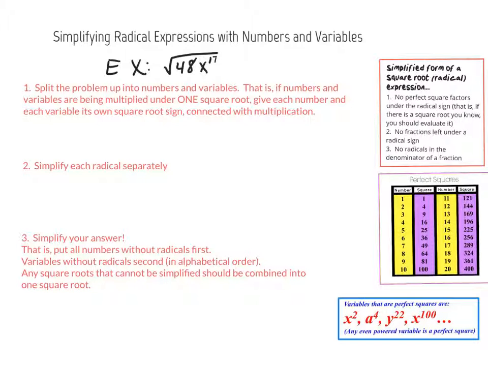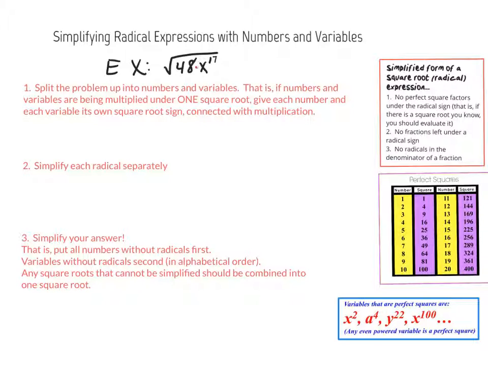So this is an example of a full type of exercise that you would do in this unit with numbers and variables. So whenever we're trying to simplify radical expressions that have numbers and variables, this is what we're going to do. So I have a reminder of what it means to simplify. I have our perfect square numbers here just as a reference. And I put a little picture here to remind us that variables are perfect squares if they have an even exponent.